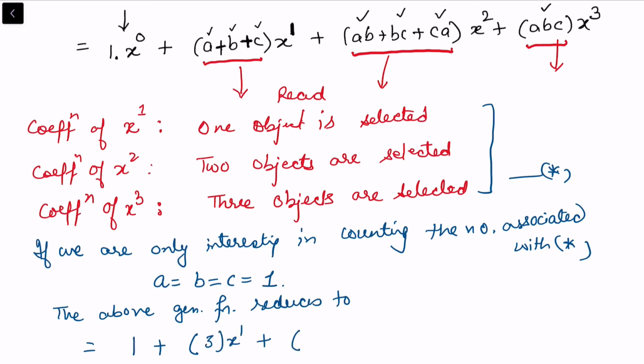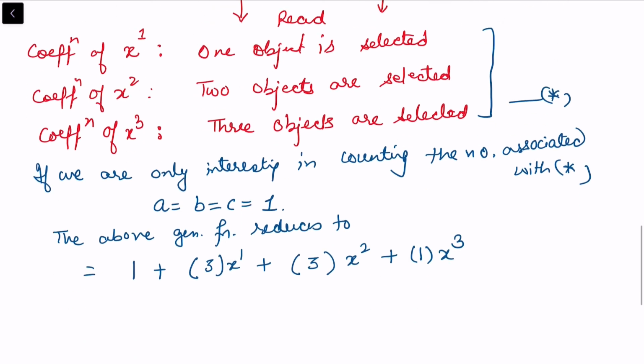And then again you can see ab plus bc plus ca, if you just substitute them 1 1 1 1, so you get again 3 times x square, and here we will have 1 into x cube. So we can simply see this becomes 1 plus 3x to the power 1 plus 3x square plus x cube. 1 into x cube. And again the reading goes in the same way.